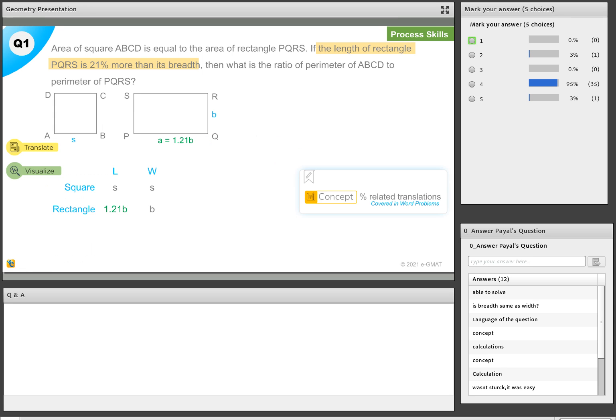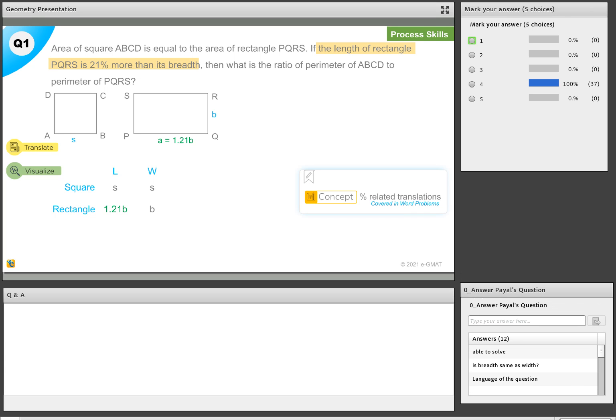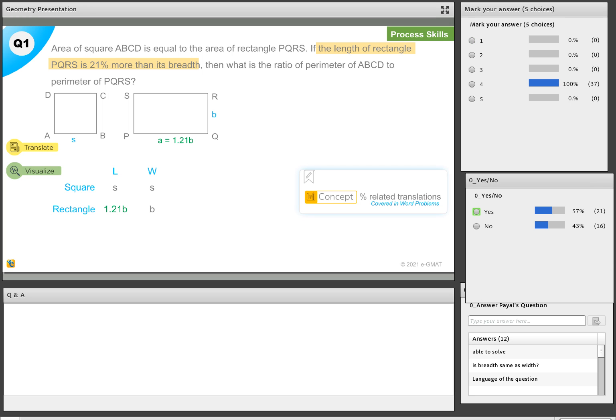And that's absolutely correct. So when you see the length of the rectangle PQRS is 21% more than its breadth, this means your breadth is B, which means the length will be 1.21B. Now, how many of you had to write this equation down in terms of percentage and then come up with 1.21B? Press yes or no. Okay, so quite a few of you had to, about 40% of the class.